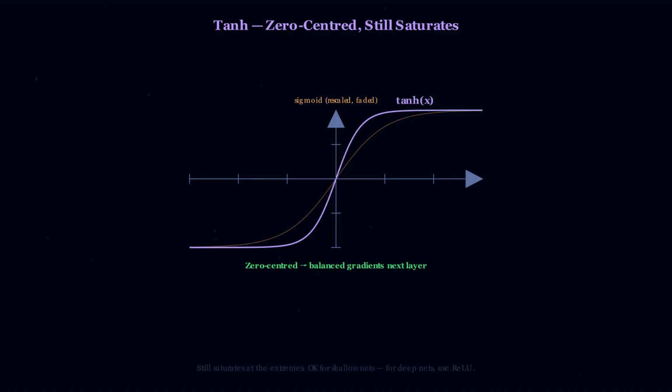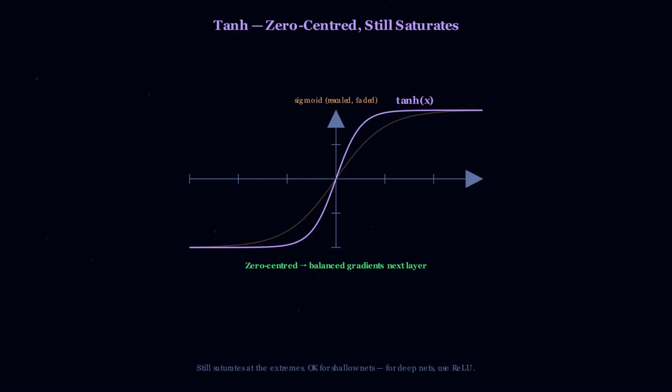Tanh, hyperbolic tangent. Output range, -1 to 1. It is zero-centered. That matters because when activations are centered around 0, gradients in the next layer are more balanced, positive and negative, so weight updates do not all push in the same direction.